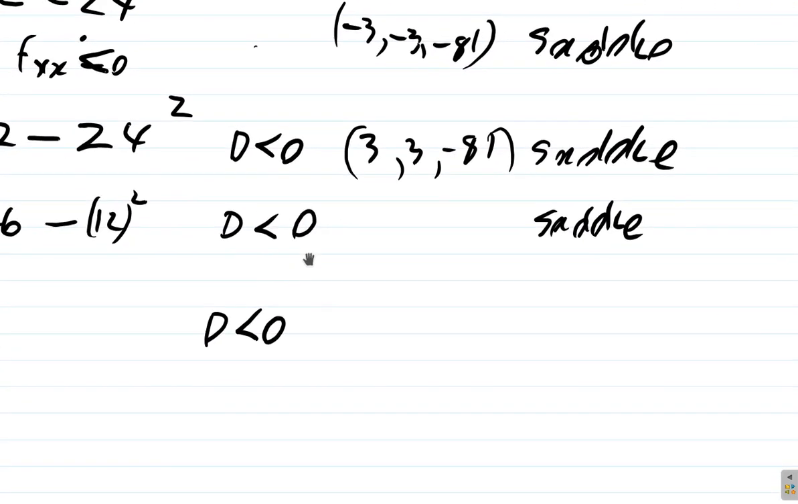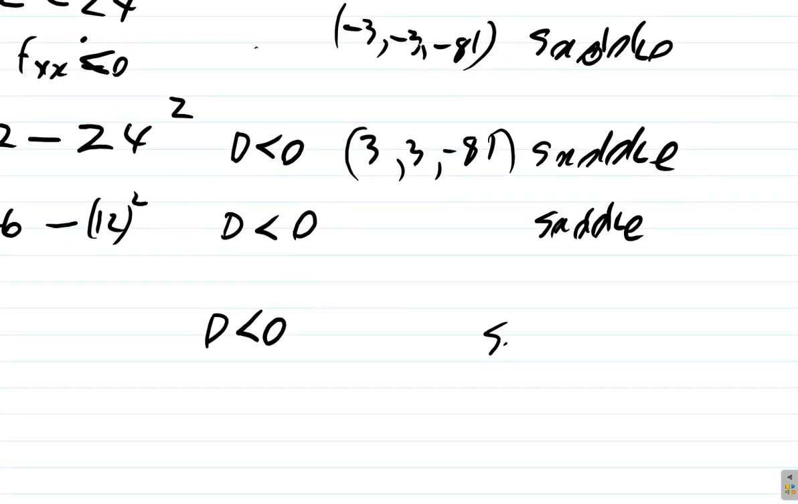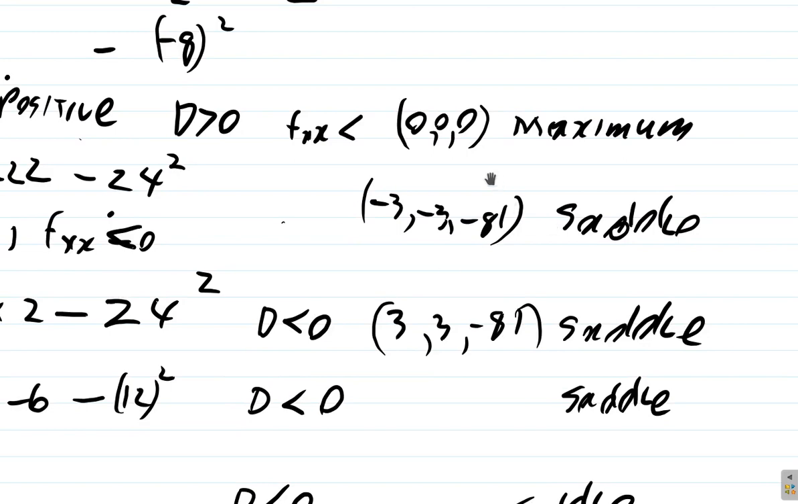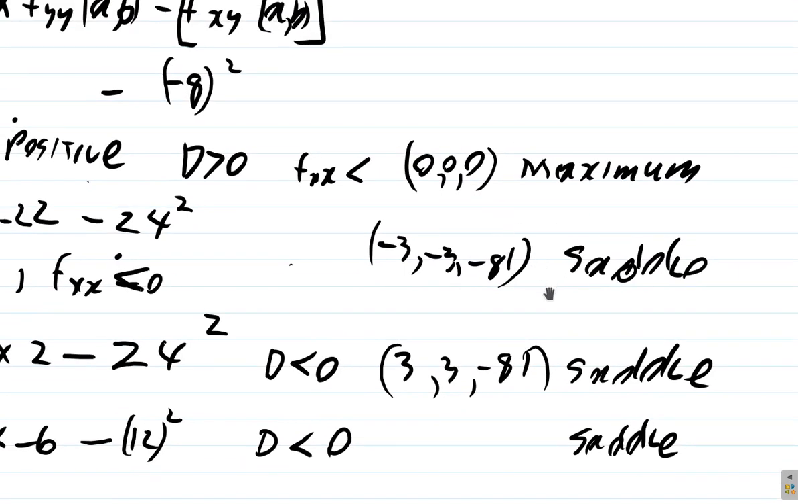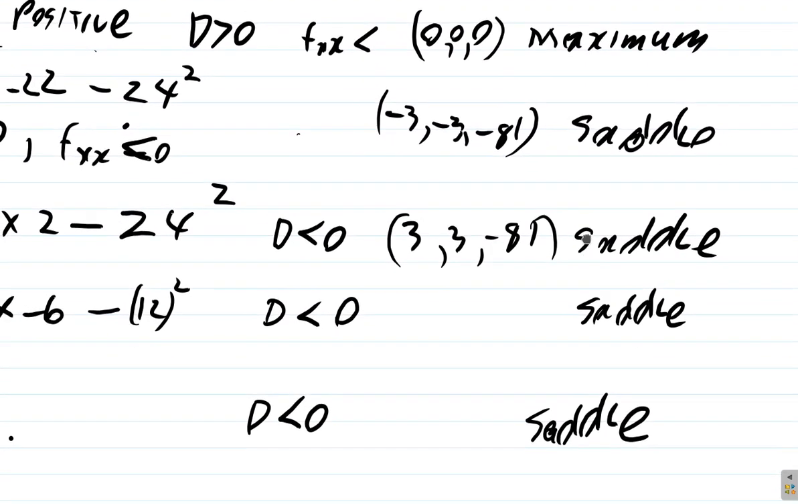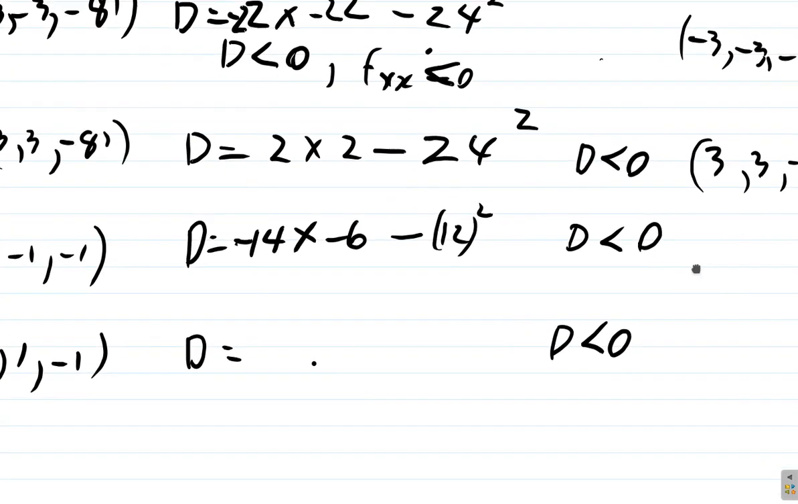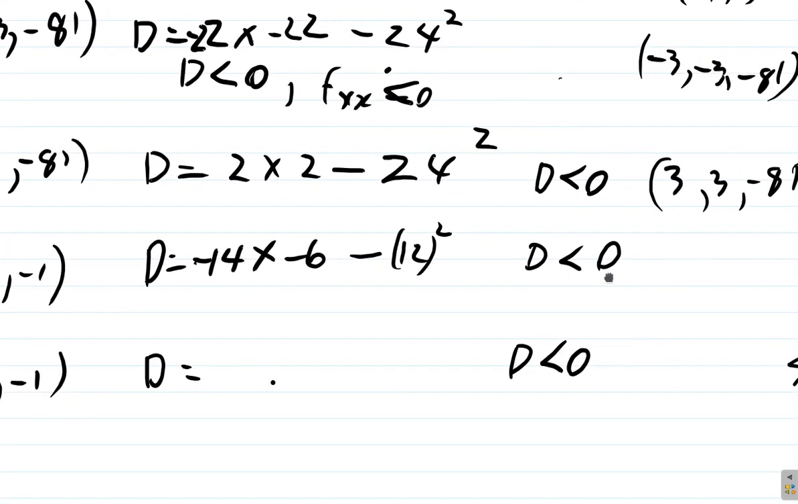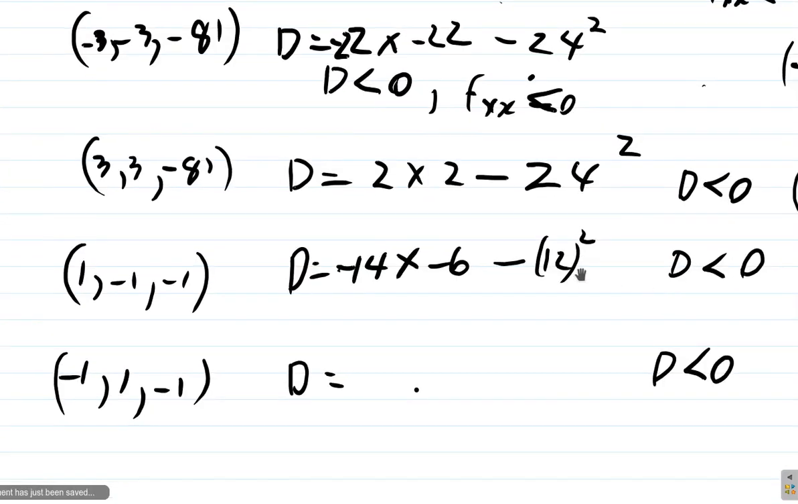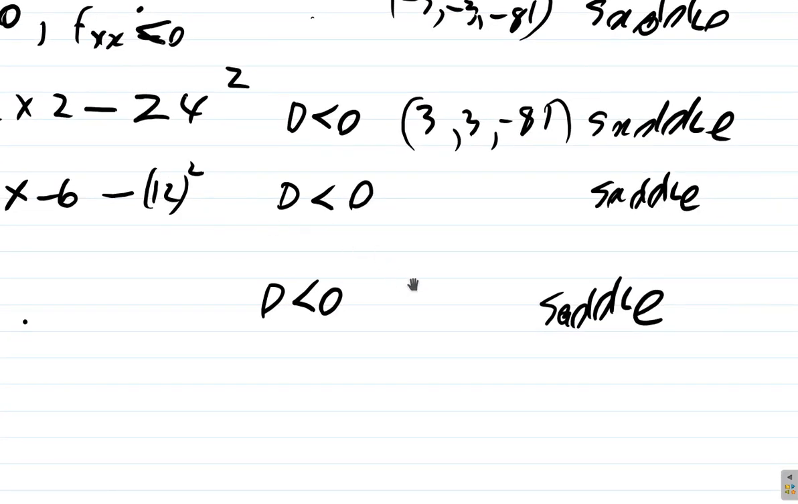You can see there's also a saddle point here. So what we have is a maximum point at 0, 0, 0, but a saddle point at negative 3, negative 3, negative 81, saddle point at 3, 3, negative 81, saddle point at 1, negative 1, negative 1, and saddle point at negative 1, 1, negative 1.